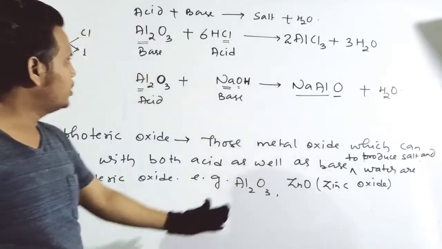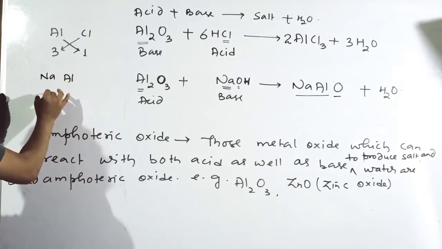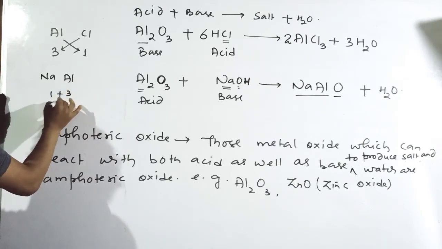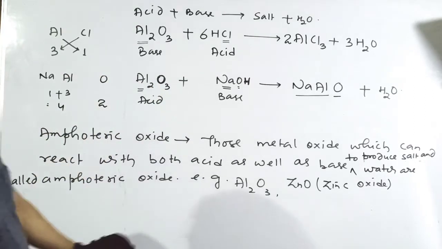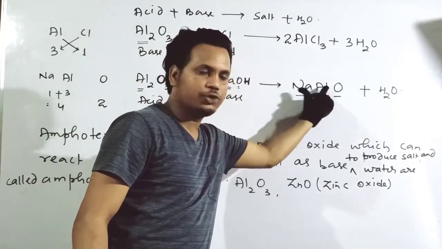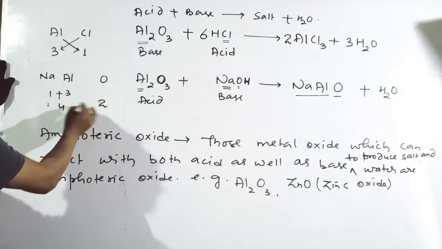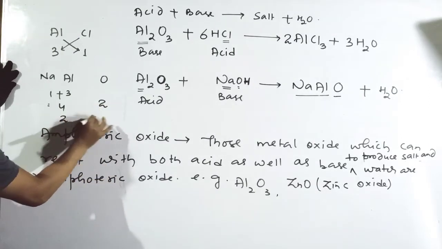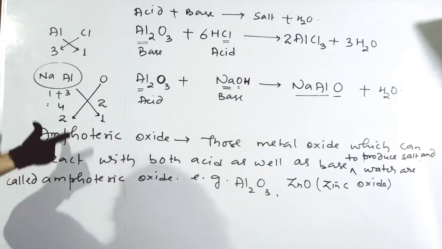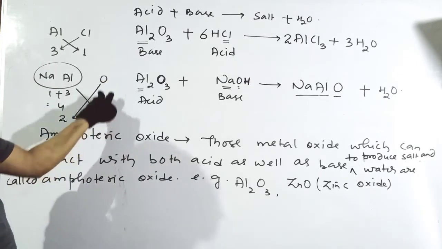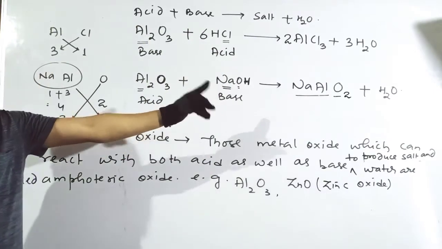Now what will be the formula of the salt? Sodium has valency 1, aluminium has valency 3, so the total is 4. The non-metal is oxygen, which has valency 2. So we have to take the ratio. It can be cut by 2, so 2 is to 1. Now exchange. Sodium-aluminium 1 time, oxygen 2 times. The formula will be NaAlO2. So this will be the formula of the salt.